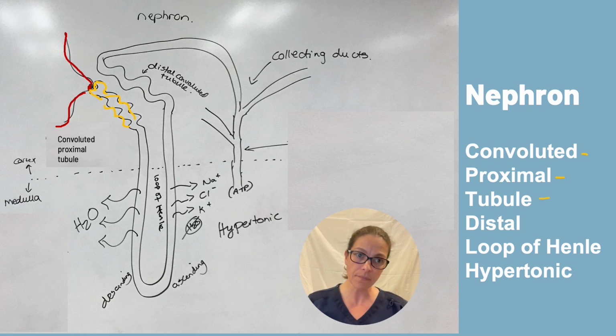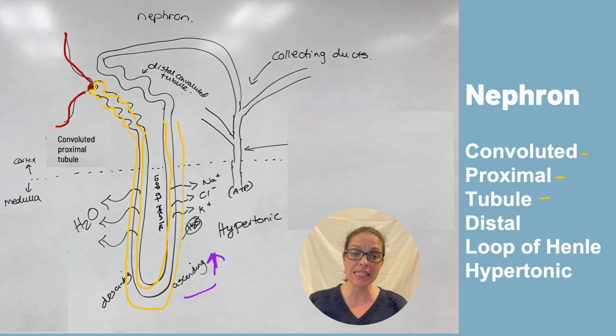Now, if you were to ask me what is the most important part of this nephron, I would tell you it is this loop of Henle. Why is it so important? Well, it is because it is going to help regulate our water. How? This is the important part. There are two sides to this loop of Henle. Going on the upside, that's this side here, this is the ascending side, it's going up.